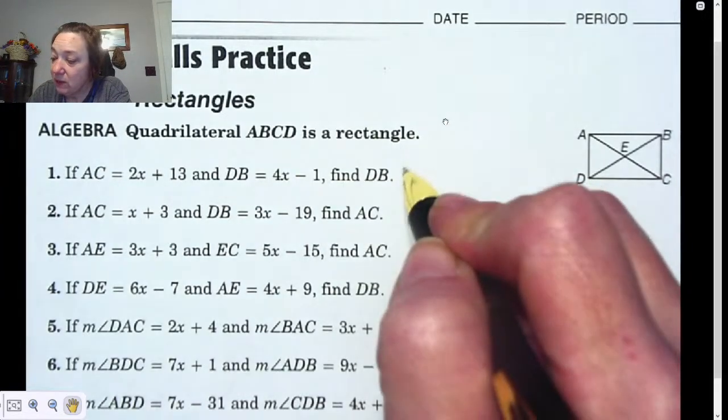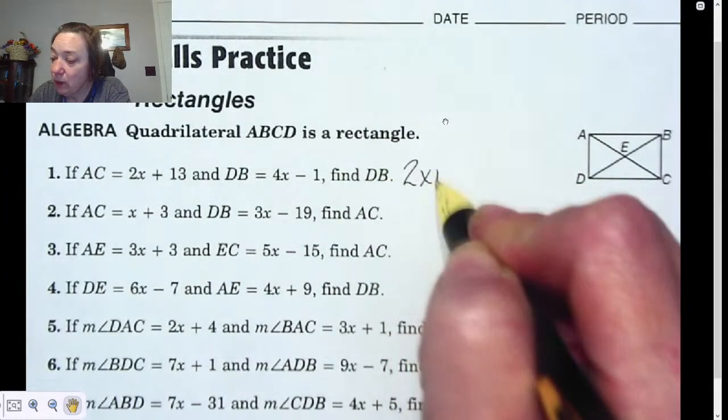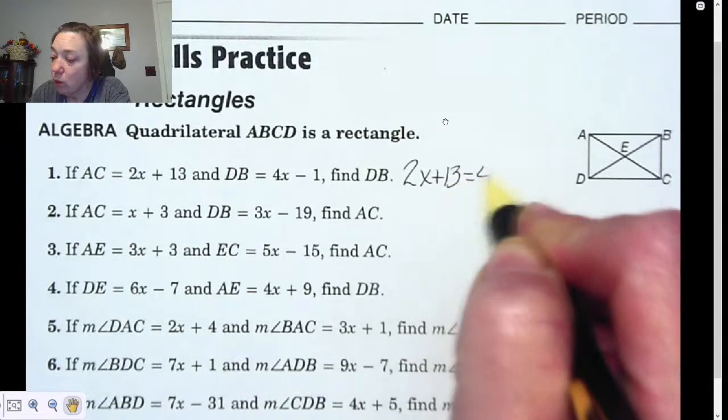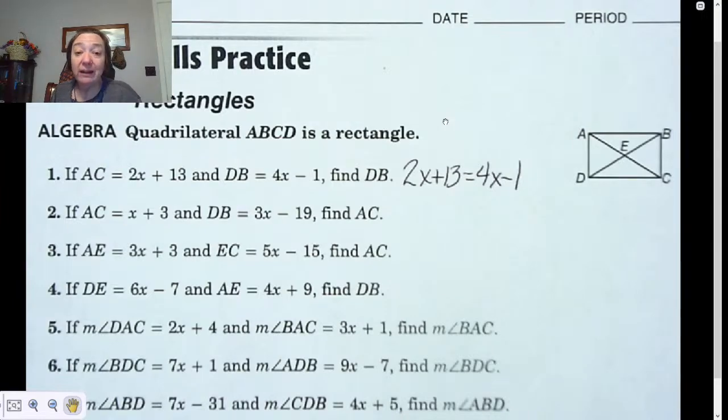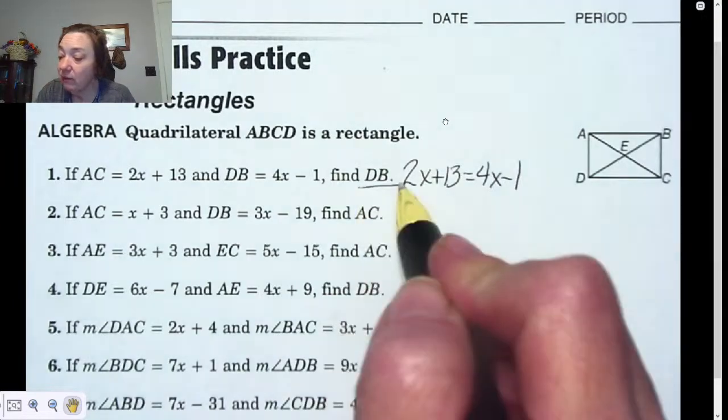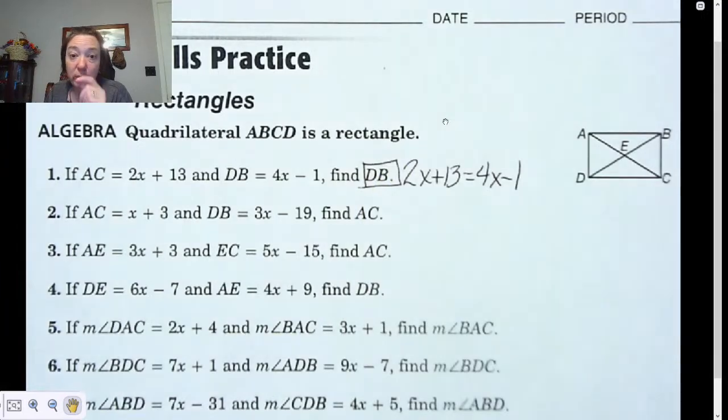So we would set this up as 2x plus 13 equals 4x minus 1. And then we would solve it, right? Now, I'm not going to go through the steps of solving the equation. You guys know how to solve equations. However, once we solve that equation and we have the value for x, we're not done because then we have to go back and find out what DB is. Just remember that, okay?